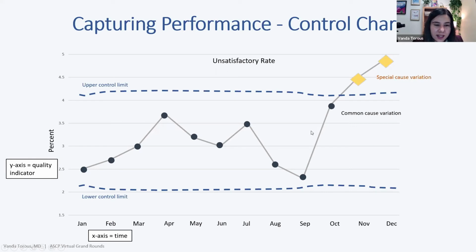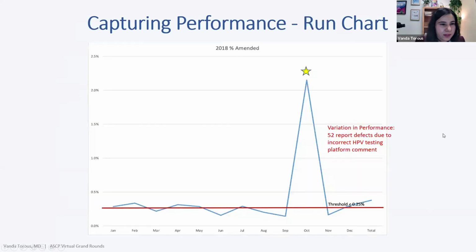One thing I'll note too is that even if they are common cause variation, if you're seeing a lot of them straddling that upper point, for instance, that may also be something that you want to monitor, or it may be a cause for process improvement as well.